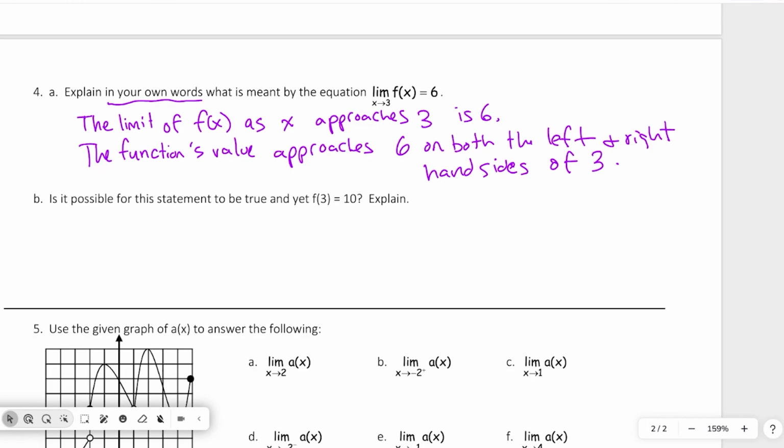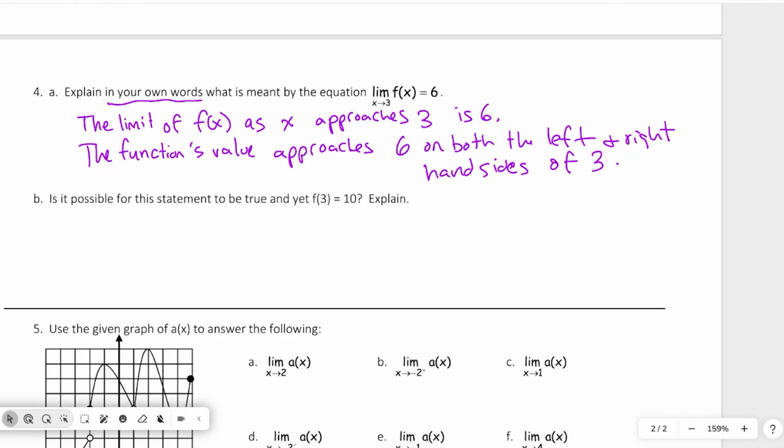And, like I said, this is just some kind of freewheeling here. You could put this into your own words. I'd really prefer you put it in your own words. If all you do is just copy exactly my verbiage, I'm going to be able to tell that right away. I'm not saying you have to completely change everything, but just make sure you're conveying the same kind of message, that the left and the right hand limits agree.